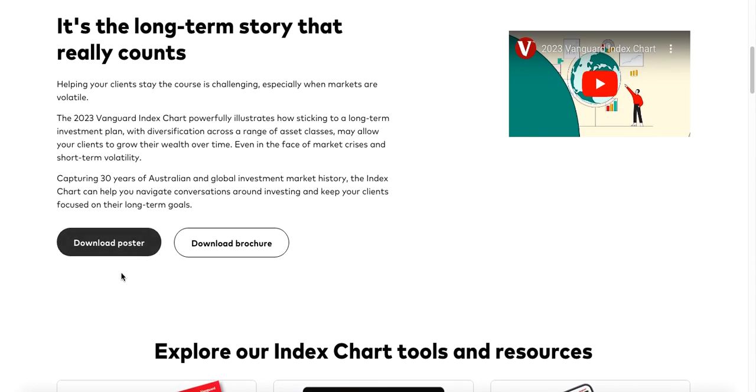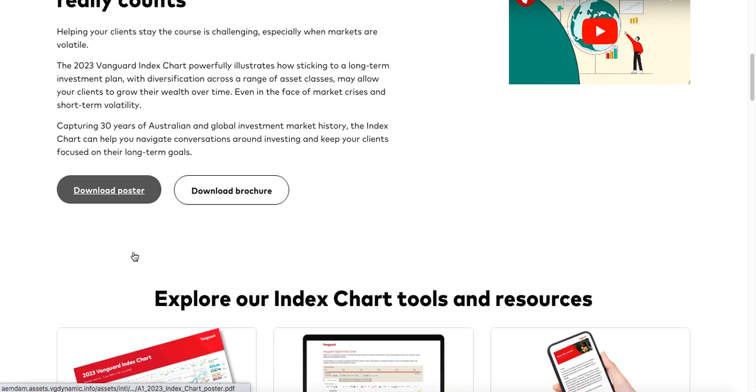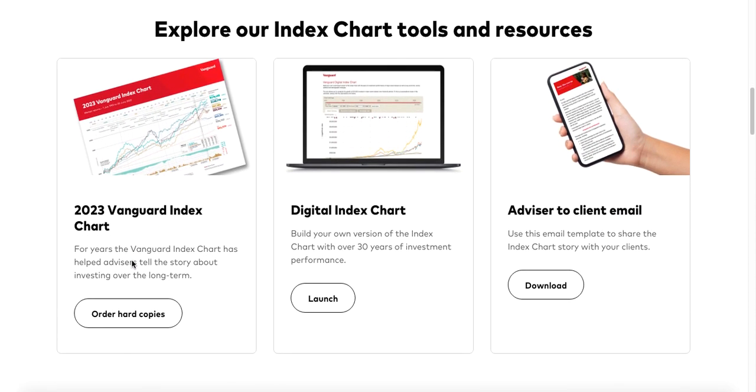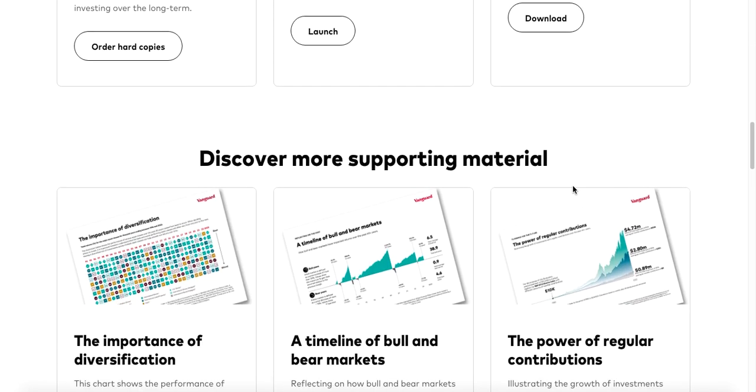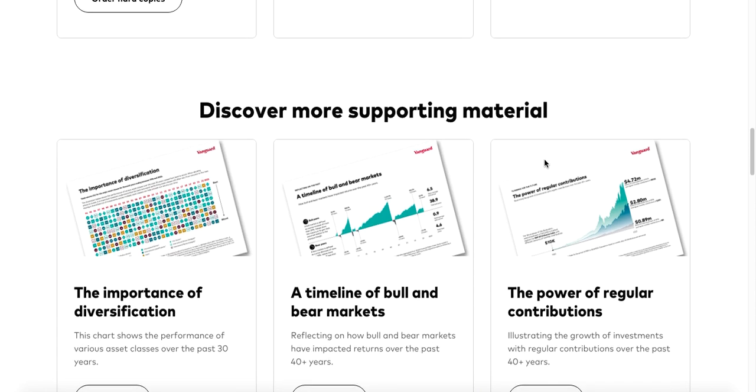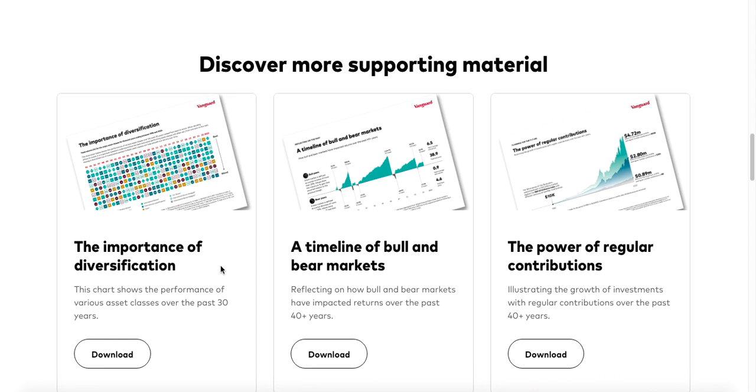And right here, you'll be able to download the poster. There is also a bit more information below. Besides the Vanguard index chart, there is a digital index chart, so you can build your own index chart. And if you're an advisor or something along those lines, there are also templates that you can share with clients and so forth. There is also some supporting material, a good fact sheet on the importance of diversification. Very, very important. So if you have time to read it or go through it, do take the time.